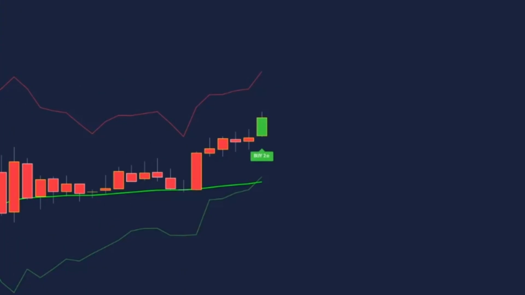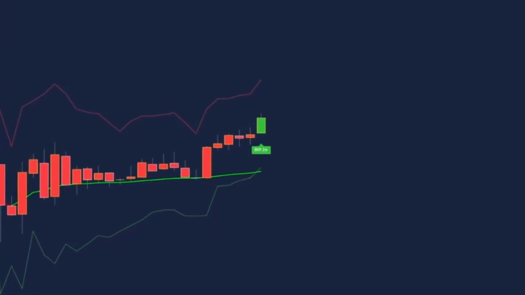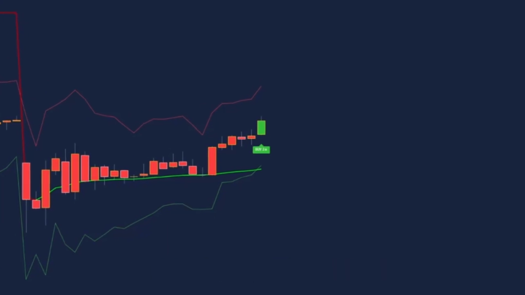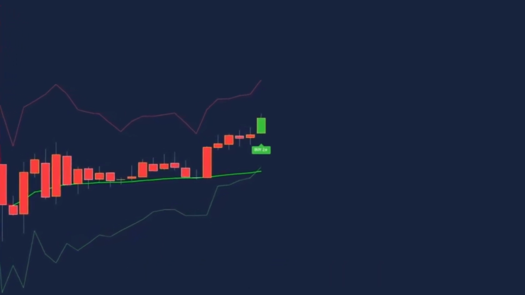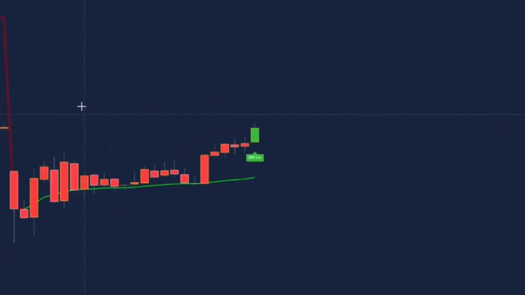Now, the buy label does have a star rating out of 3, and this defines the quality of the trade signal, 3 being the best. But for this strategy, we will take all stars 1, 2 and 3. 3-star trades have a higher probability, but take longer to set up. So once we have our green Vwap and price has painted the buy label, we can enter the trade. Enter on the close signal candle here.